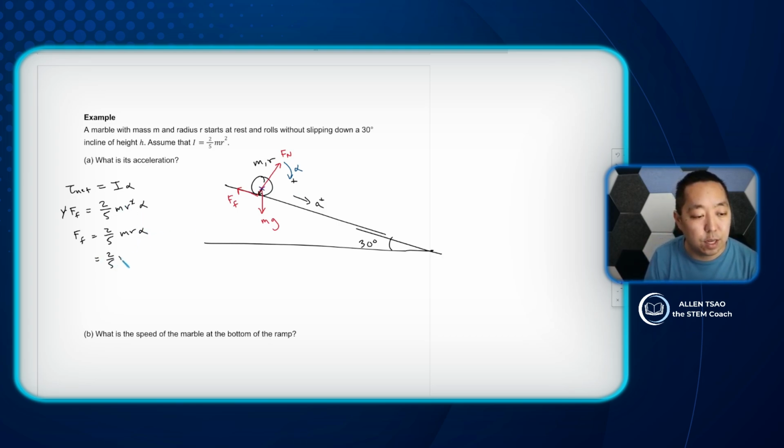So this is 2/5 ma. Unfortunately, I don't know the frictional force, and the coefficient of friction, by the way, wouldn't help because this is static friction. So now we're going to look at F net equals ma, because that is also true.